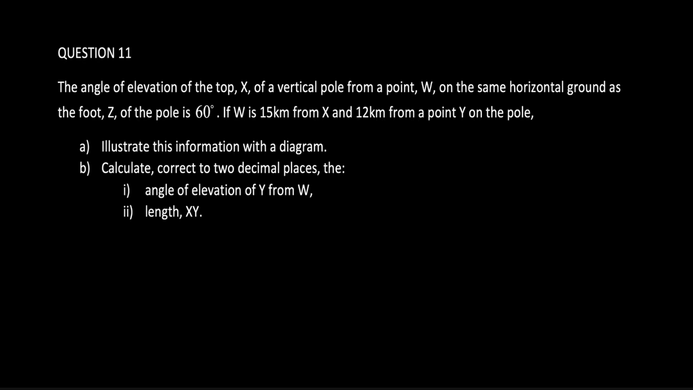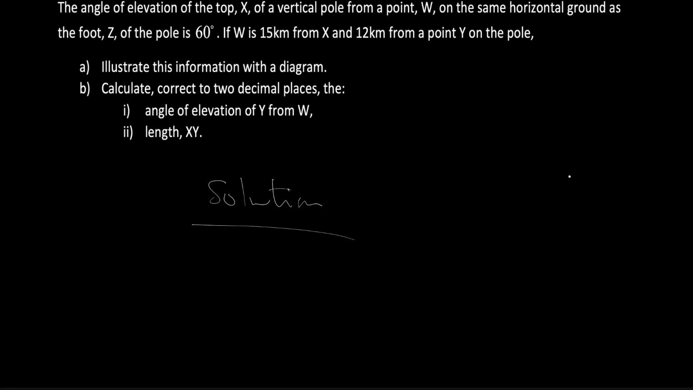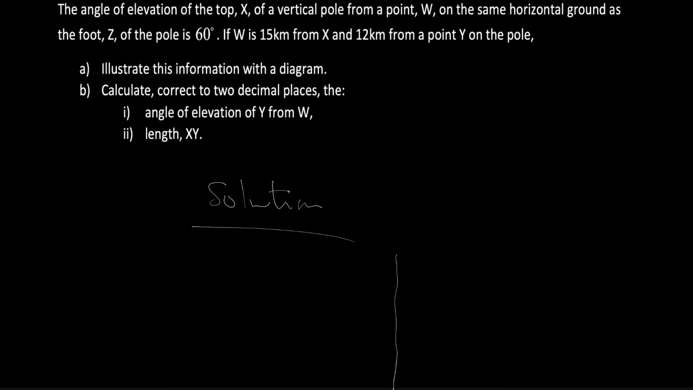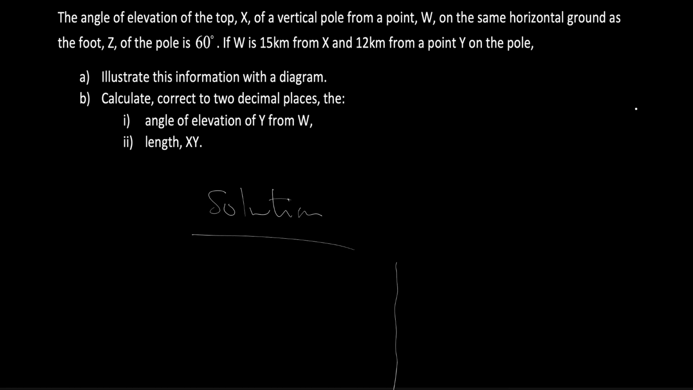The angle of elevation of the top, X, of a vertical pole from a point W on the same horizontal ground as the foot Z of the pole is 60 degrees. So we are saying that we have a vertical pole, and the angle of elevation of the top of the vertical pole from the point W.